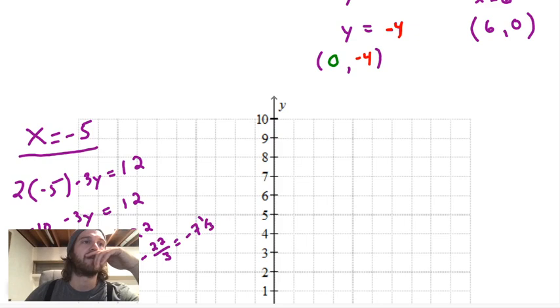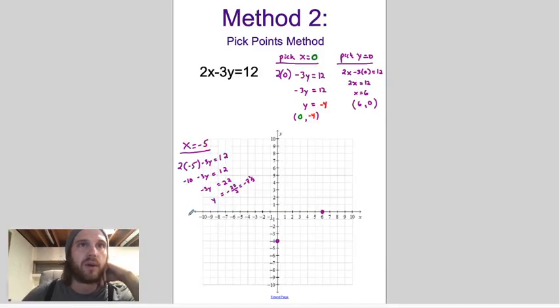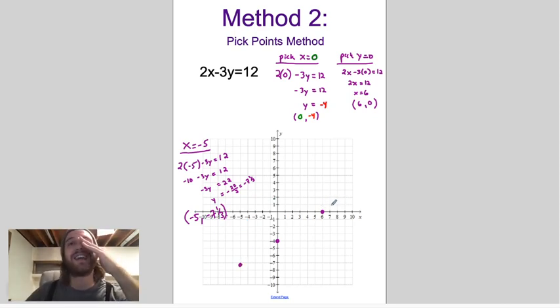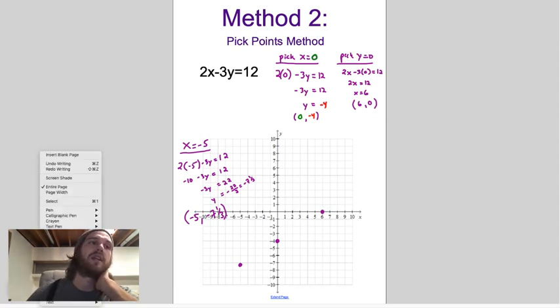Okay, interesting. So this is the point. What we just found is the point x equals negative 5. At negative 5, we're down at negative 7 1/3. So let's go negative 5. I'm going down to negative 7 1/3, which is maybe right about there. And you can see that those points are clearly in a line and they're connected. So that's kind of reassuring.